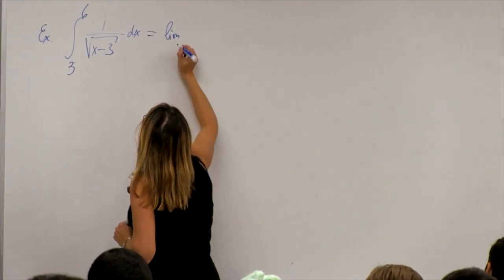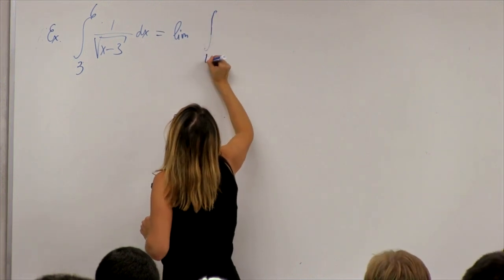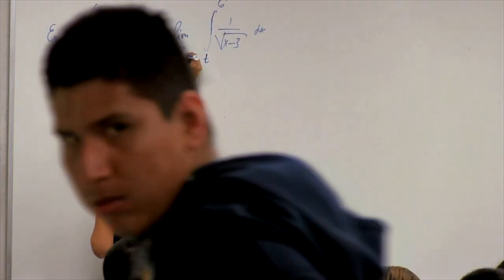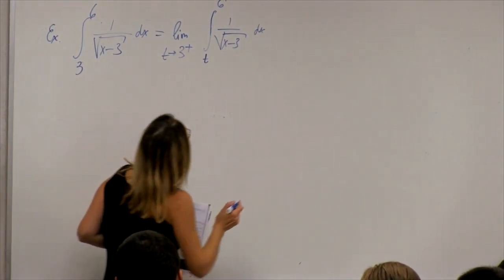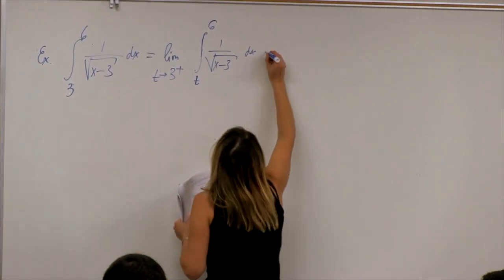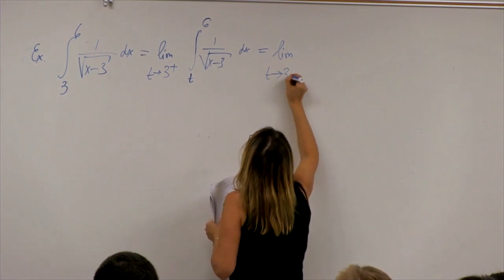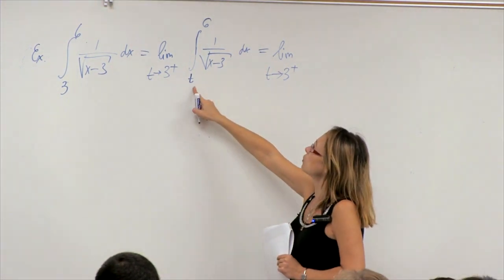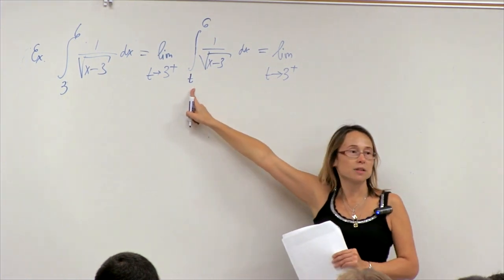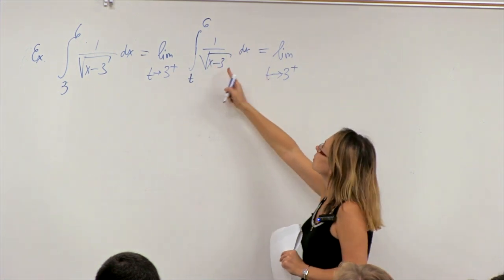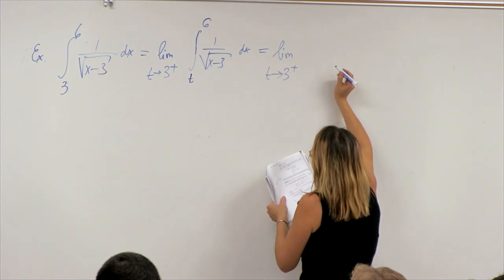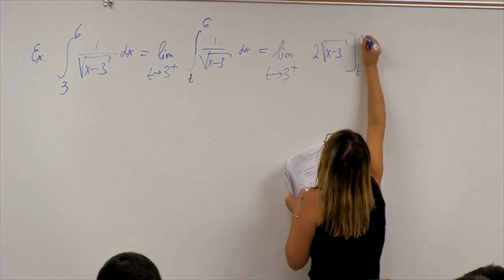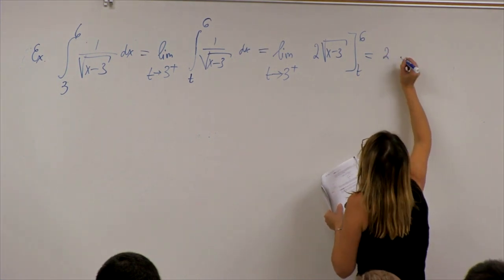So we say the limit, we replace 3 with t, this is 6, and t tends to 3 on the right. Now, when we ignore the limiting process, this is just a definite integral which is continuous. The integrand is continuous everywhere for any t that is to the right of the number 3, right? So for any value of t, this is a nice, well-behaved function. So we have to take the antiderivative from t to 6, then take the limit.